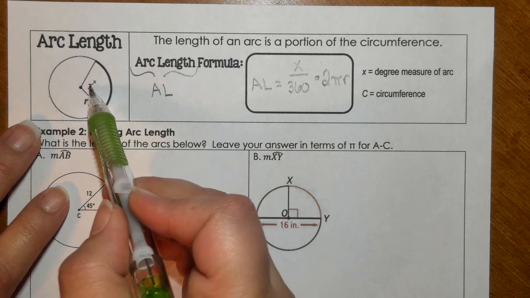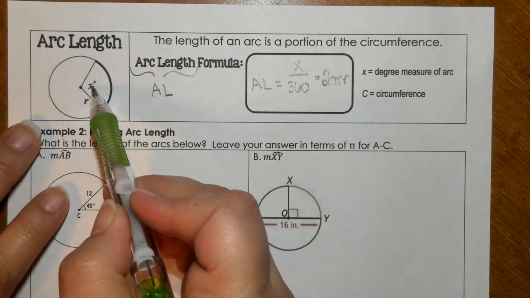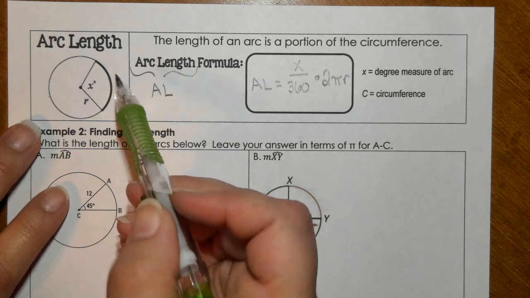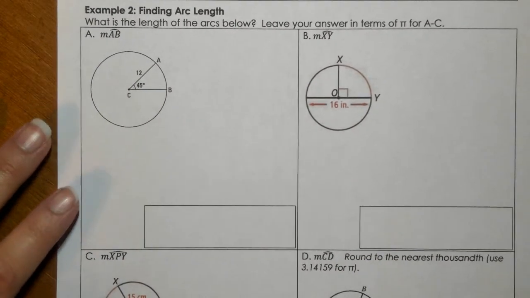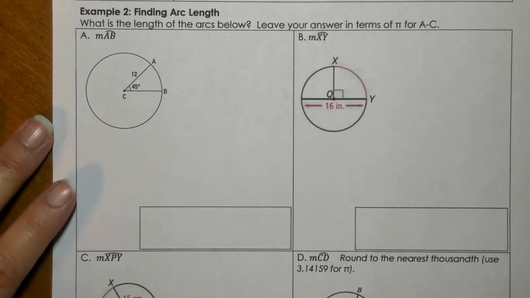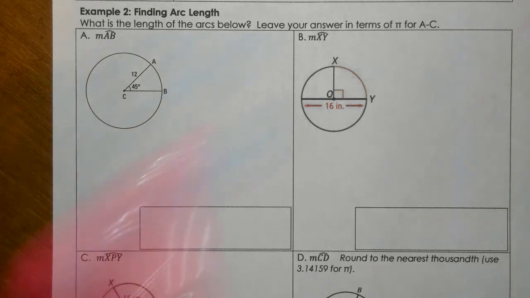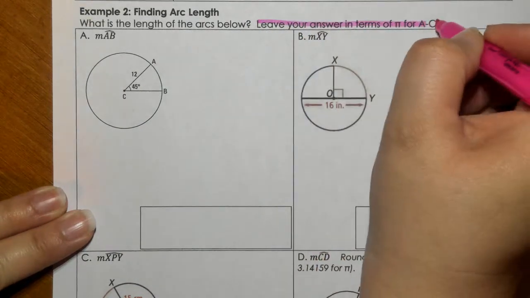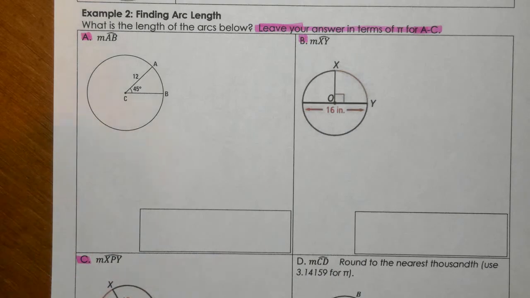So whatever the central angle is, that is what your arc is. So if that is 30, then this arc is also 30 degrees. Okay, so now, down here in the problem, it says, what is the length of the arcs below? Leave your answer in terms of pi for A through C.